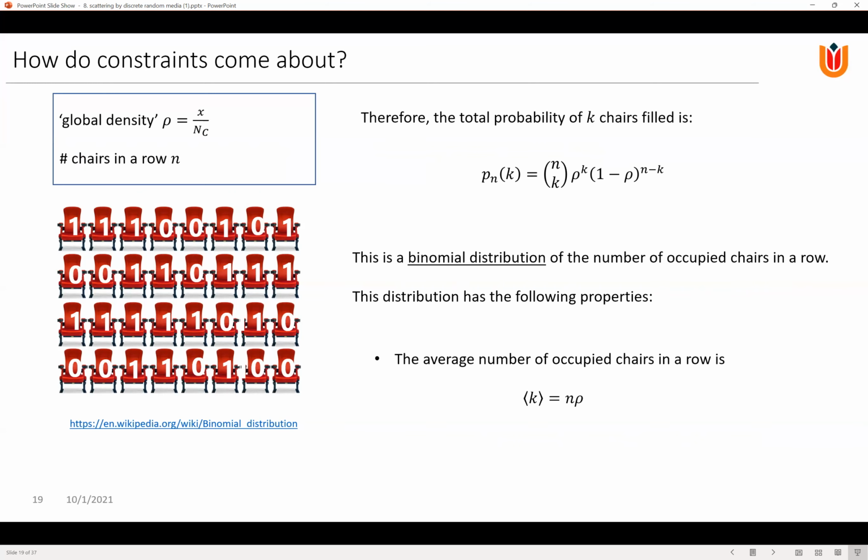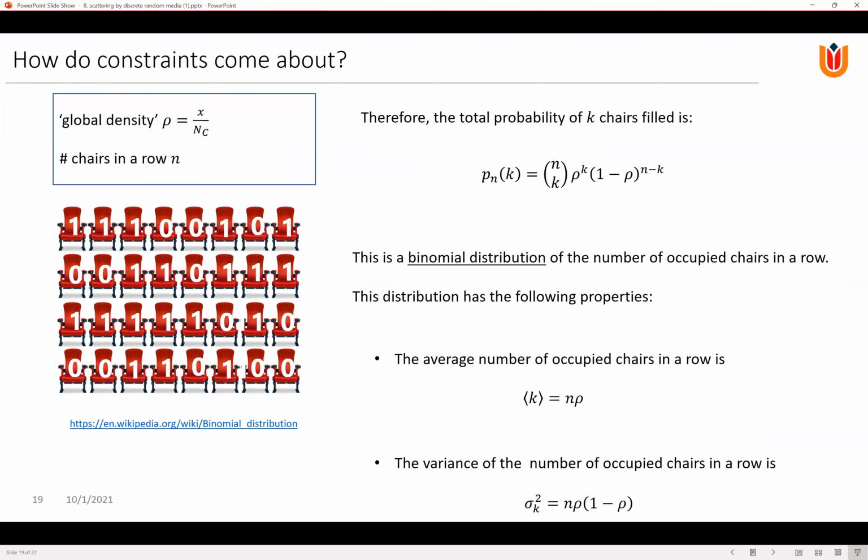That binomial distribution also has a few properties. Interestingly, the average number of seats in this case, or the average number, would be n times rho, just like we had before, just like the global average. The variance, however, is not the same.